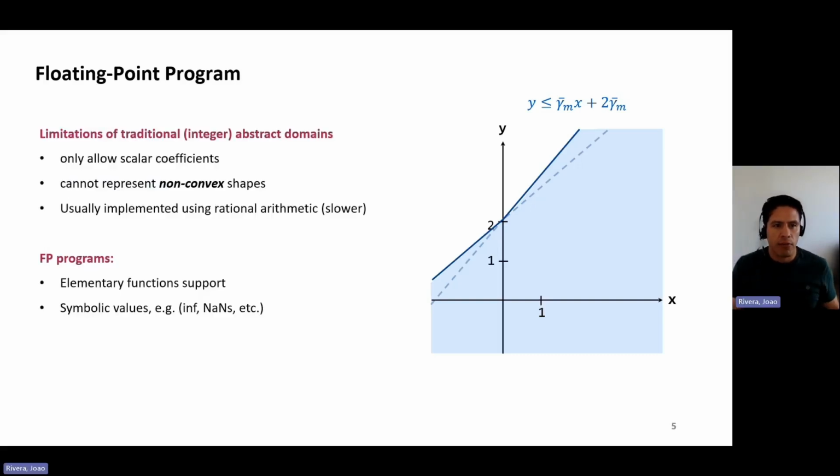So the limitation of the traditional integer abstract domains is that they cannot really represent these kinds of constraints, because these constraints now have interval coefficients for the variables, whereas the traditional ones only allow for a scalar coefficient. Also, you can see it slightly in the picture, having these interval coefficients allows for non-convex shapes. I mean, you can see a little bit of the non-convexity in the shown plot. Also, usually the abstract domains are implemented using rational arithmetic, and we aim for a fast implementation using floating point arithmetic in the implementation itself.